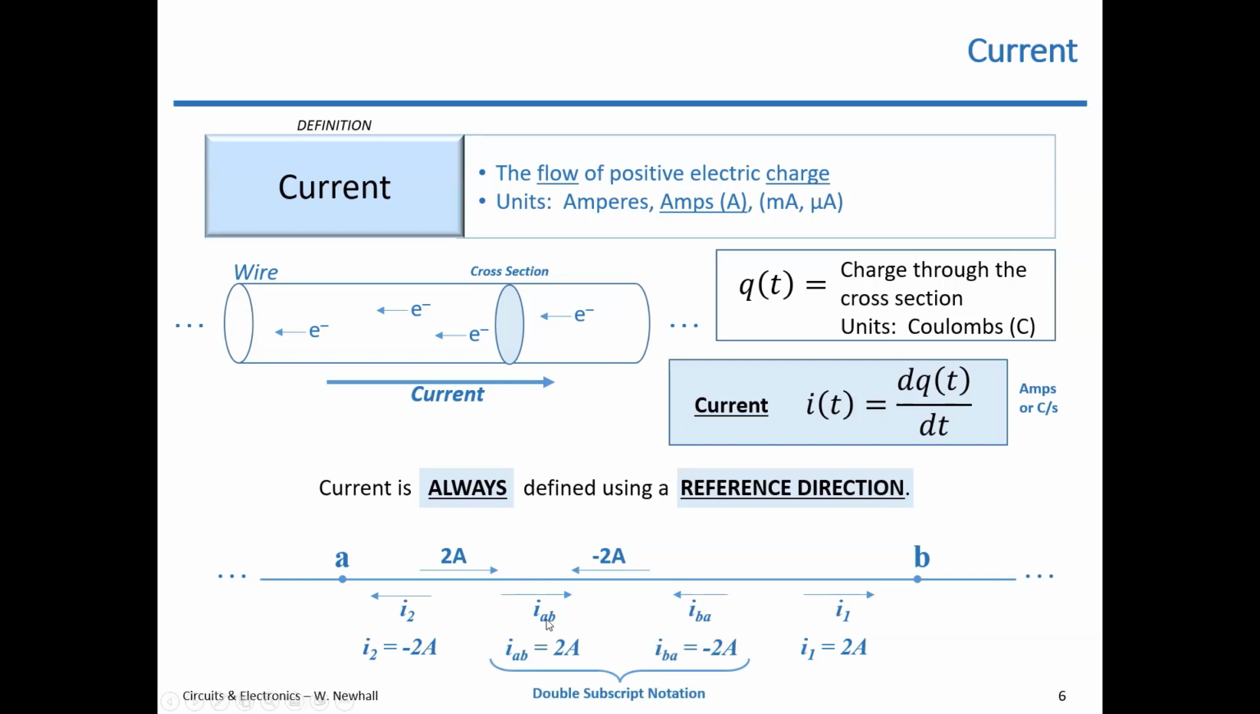Here's why I've chosen these subscripts as such. This is called double subscript notation. Let's look at IAB. The first subscript is the point where the current is coming from, and the second subscript is where the current is going to. So IAB is the current from A to B. IBA is the current from B to A. So there's a way of specifying a reference direction implicitly using two subscripts where points are identified on a conductor or a wire. You'll see this show up. That's called double subscript notation.